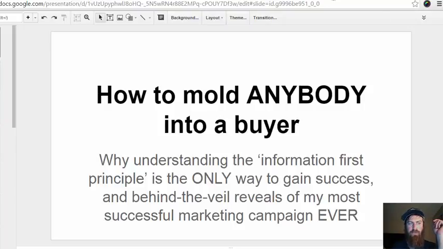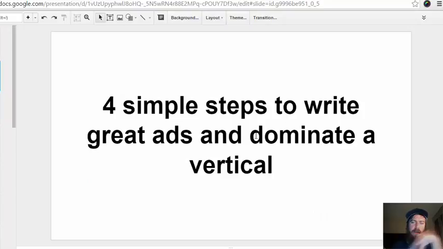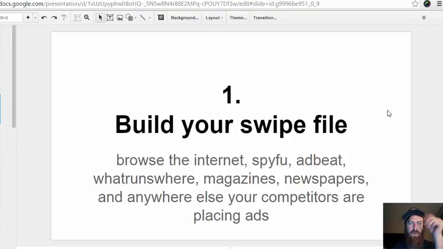So first, I'm going to go over 4 simple steps to create good ads and just be king of your vertical. The first most important thing is really building your swipe file, and this is the foundation for everything you're going to do in copywriting.